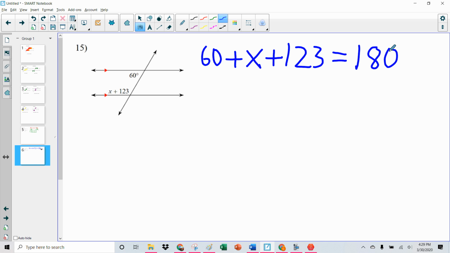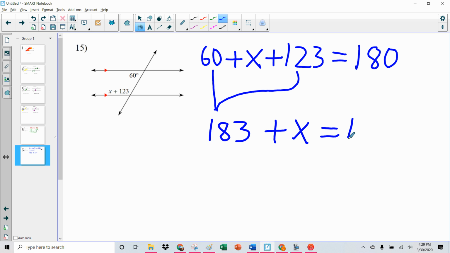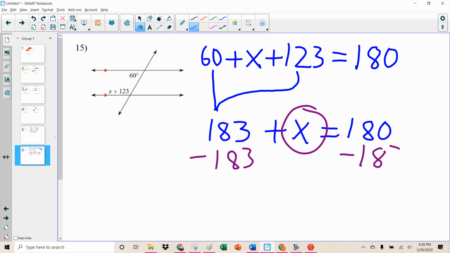Now we combine our like terms. 60 plus 123 equals 183. I want to get my variable term by itself, so I subtract 183 from both sides of the equation. And I get my solution, x equals -3.